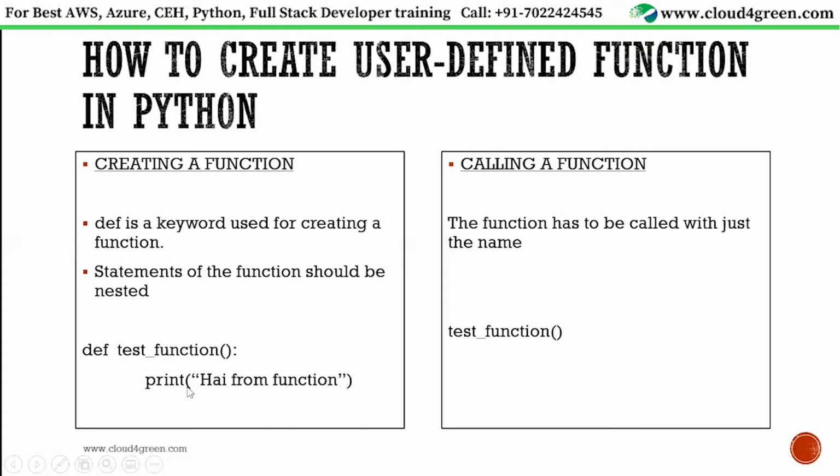It can be any number of statements. Now, in this case, there is only one particular function statement, which is print hi from function. That's all. There is one simple print message. That is all there is. There is nothing else. But you can write 1 or 100 statements there. There is no problem.